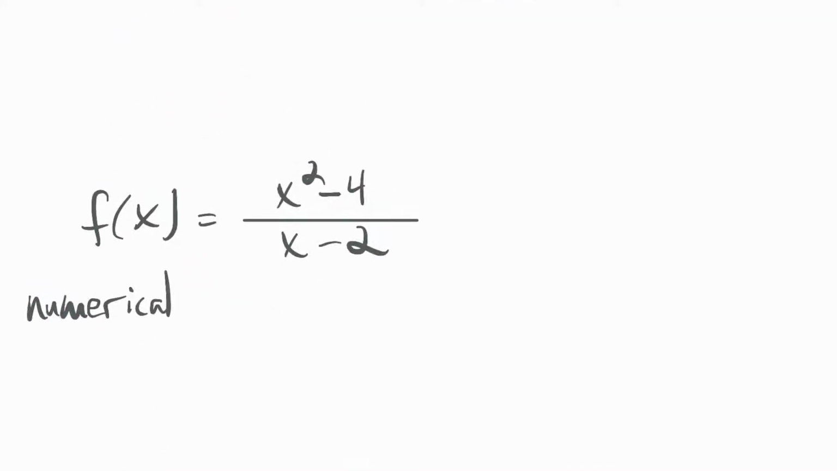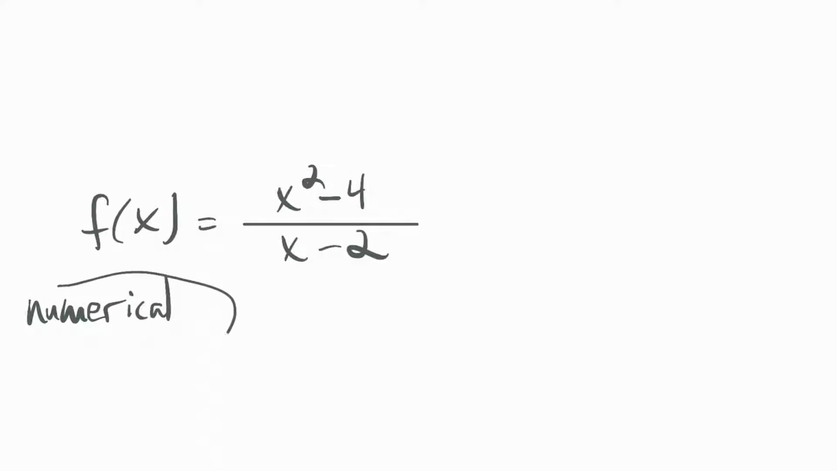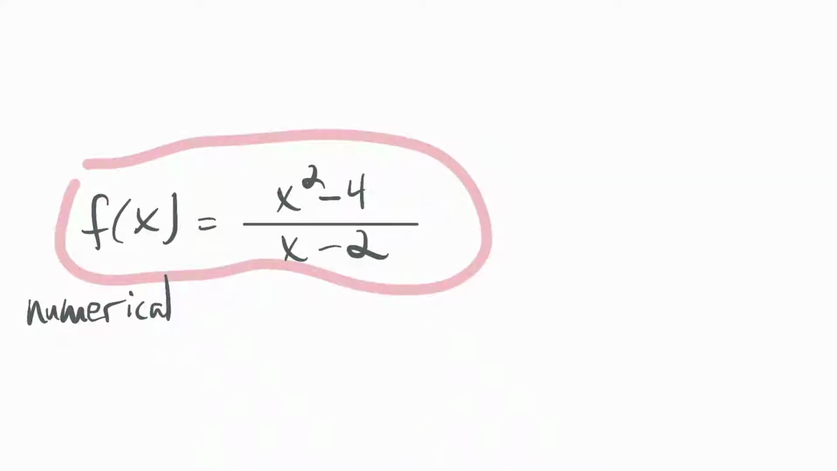And let's not get there yet. So let's look at this function, and let's not worry about what this means just yet. We'll get to that in a moment. So f of x equals x squared minus 4 all over x minus 2. This is a function, right? The domain does not include 2, right?